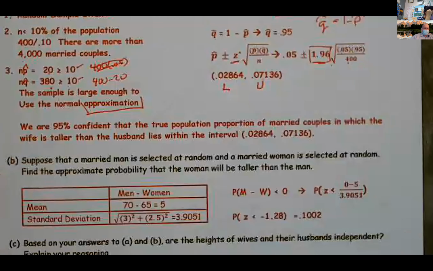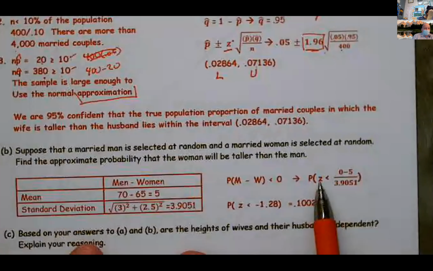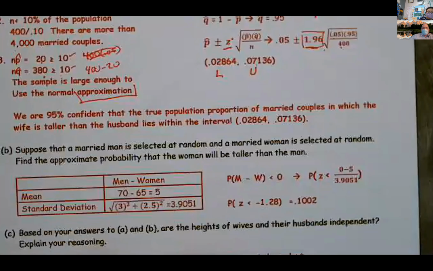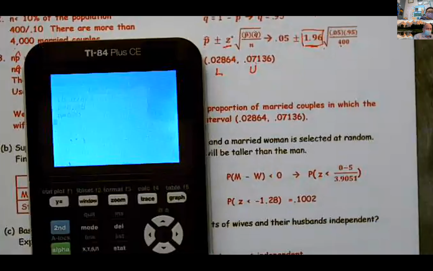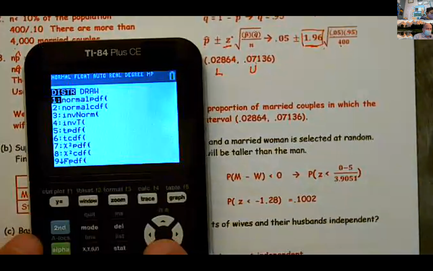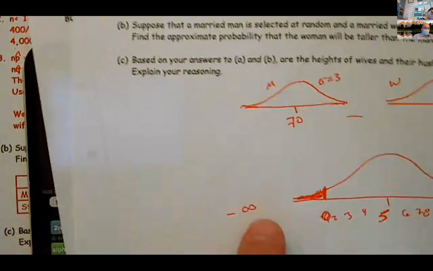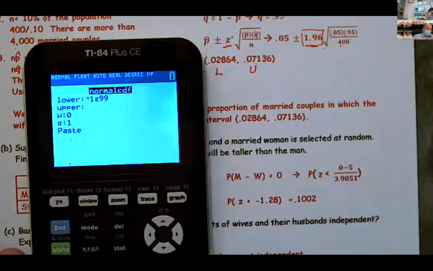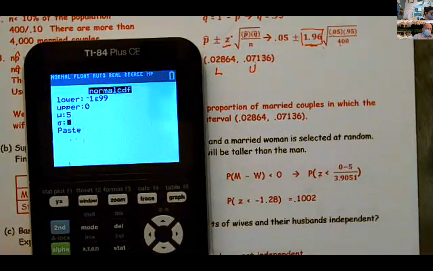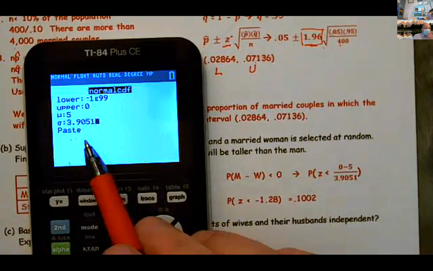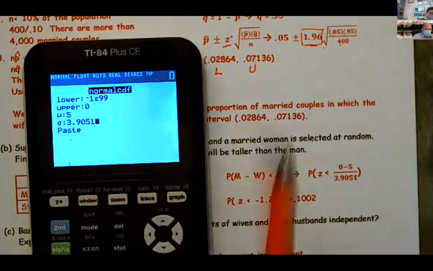So all I'm having to do is set up a z. The probability that z is less than 0, or this difference is less than 0, is that. So I'm just going to run a normal CDF, second vars, normal CDF. If I were looking at my drawing, this is going off to negative infinity and stopping at 0. So negative infinity, upper bound 0, mean is now 5, and our standard deviation is 3.9051, which again was the square root of 3 squared plus 2.5 squared.